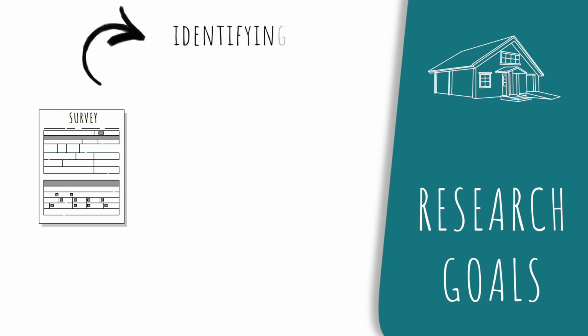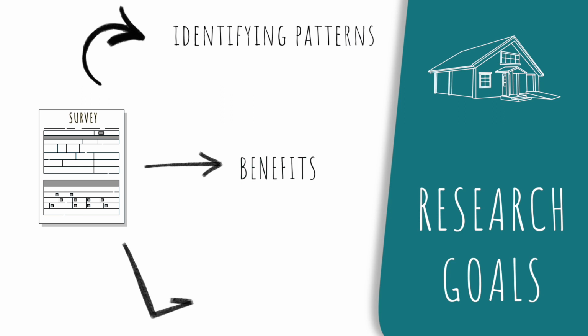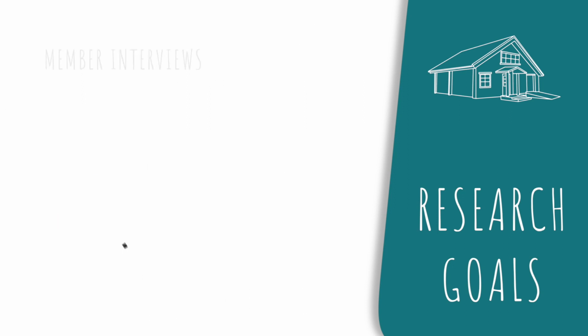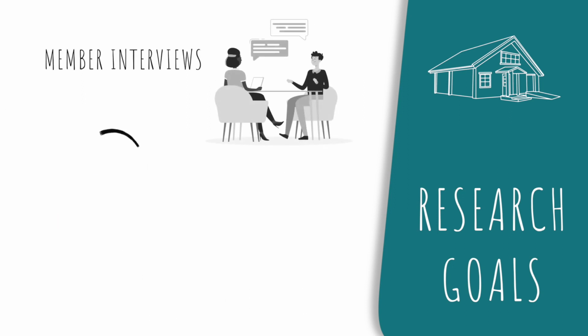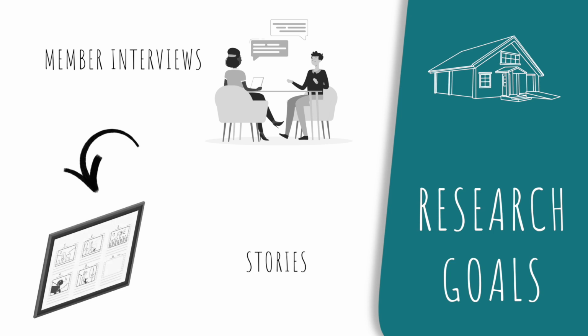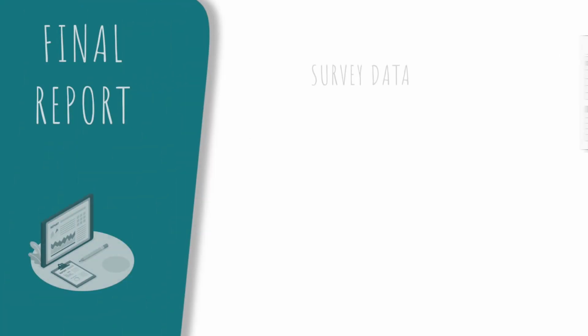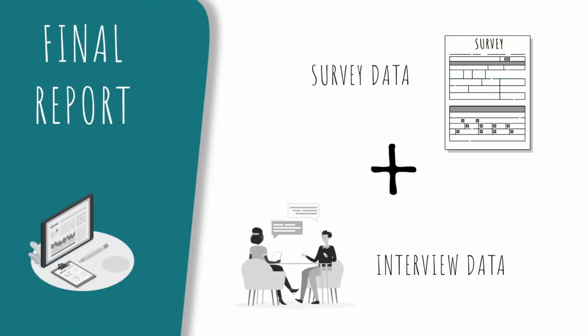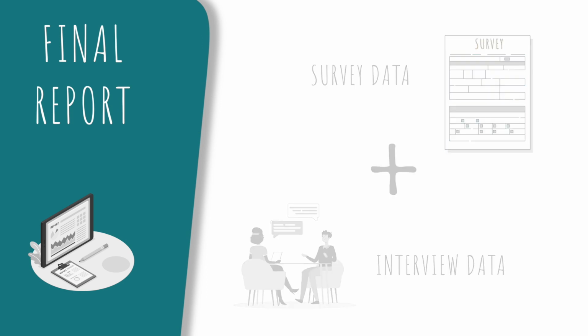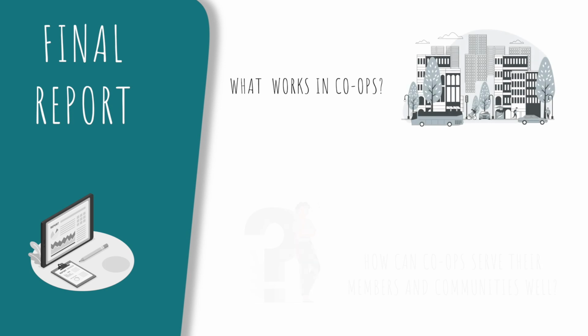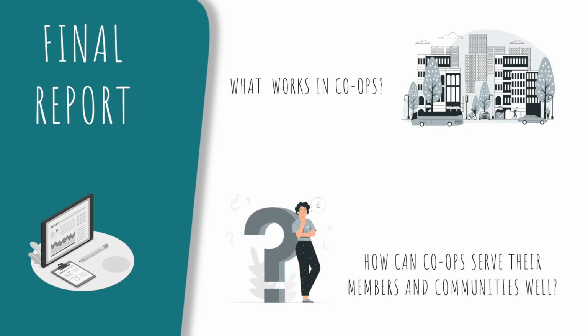Surveys are good at identifying patterns and will help us to begin to understand some of the benefits and challenges of living in cooperative housing in Australia. We are also conducting in-depth interviews with co-op members to gather stories to help explain those patterns and highlight the diversity of the sector. The project's final report will include data from both the surveys and interviews to provide a complete picture. That way, the co-op sector will be able to show what works in co-ops and how co-ops can be best supported to serve their members and communities well.